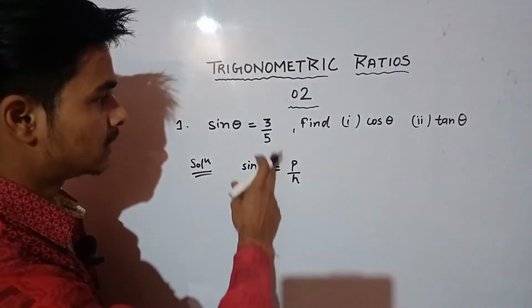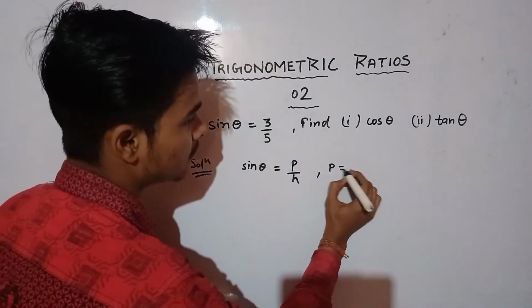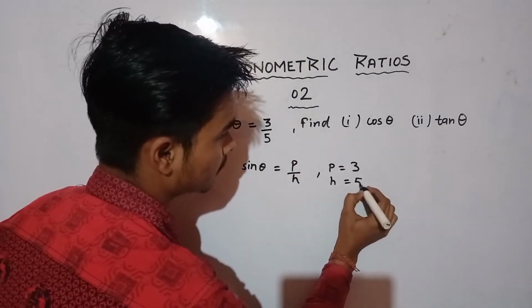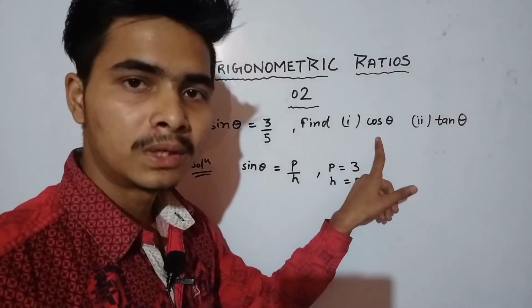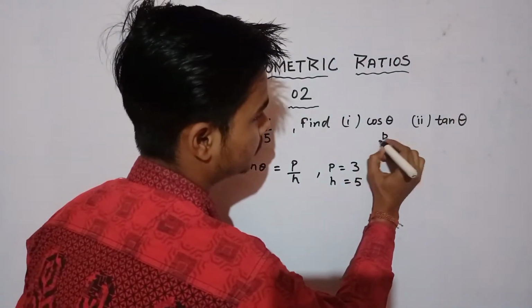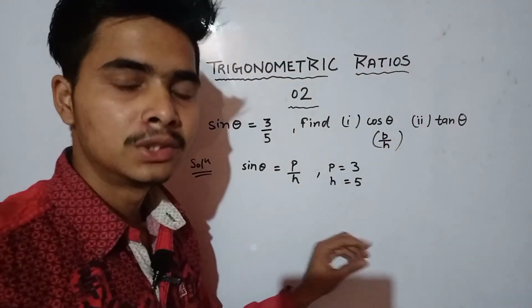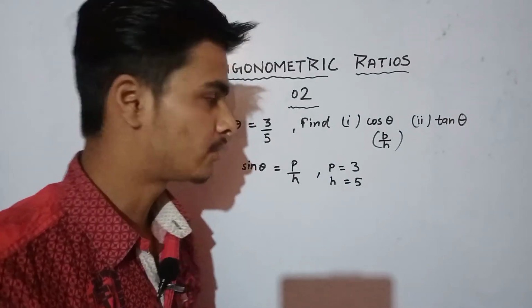So if you compare the values, you will see that P's value is 3 and h's value is 5. To find cos theta, what is the formula of cos theta? It is B upon h. We have P and h, so we need to find B's value. Let's see how to find it.